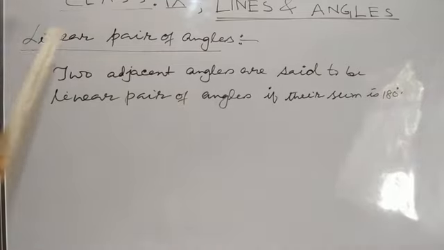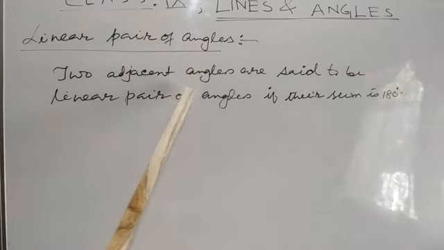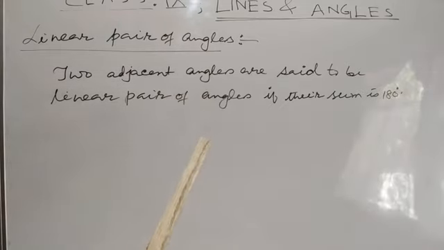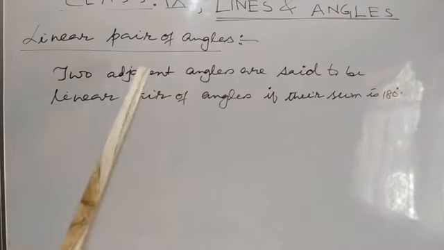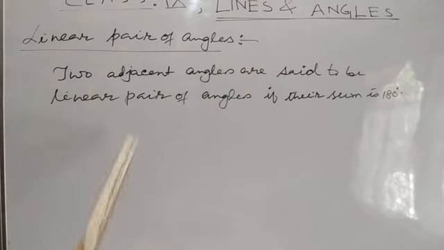That means to be a linear pair of angles, they must be adjacent angles, and their sum should be 180 degrees. So two conditions must be satisfied here. One condition is that they should be adjacent angles, and the other is that their sum should be 180 degrees.